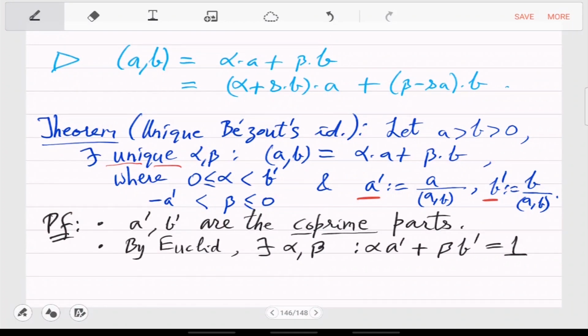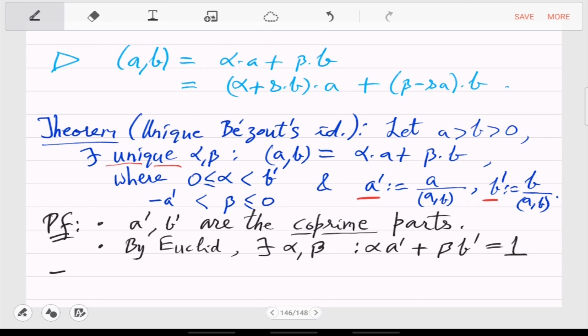So alpha beta are just integers. And now you see that the equation in blue, GCD of a comma b equal to alpha a plus beta b, that is clearly what we have, right? Because you can just multiply this one equation with the GCD of a and b and you will get the blue equation. So all that remains is uniqueness. Why are alpha beta unique?